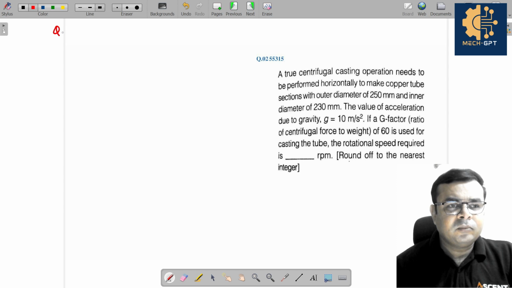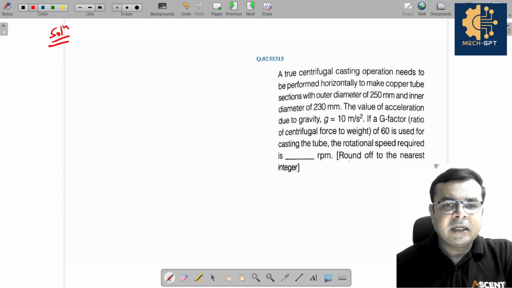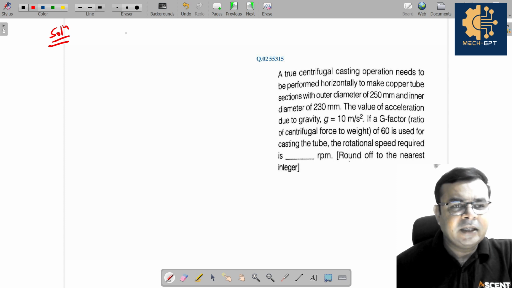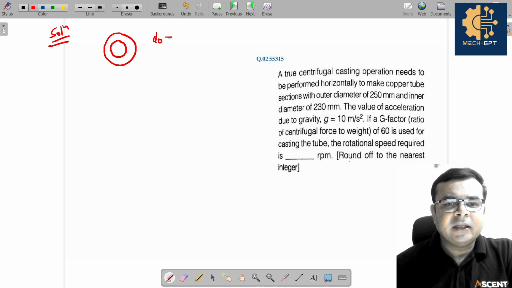Okay, so you can see here, a true centrifugal casting operation needs to be performed horizontally to make a copper tube of hollow section with outer and inner diameter. This is the hollow pipe. If I write its outer diameter, then this is 250 mm. Similarly, the internal diameter will be 230 mm.